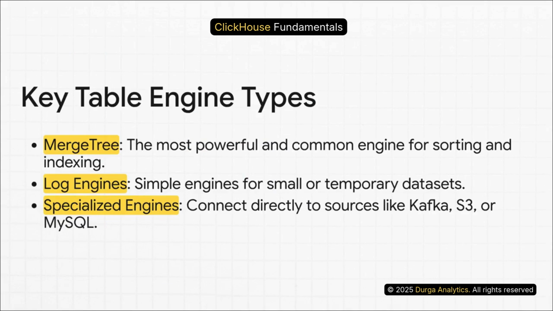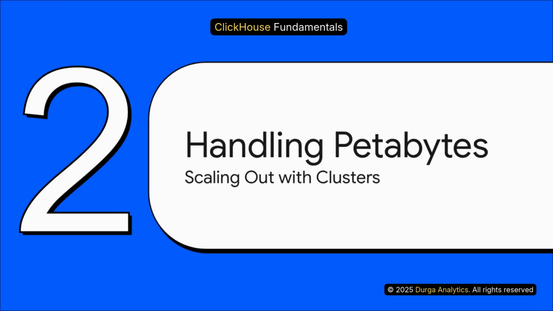One of the coolest things about ClickHouse is that it's not a one-size-fits-all system. It has what's called a pluggable architecture, which means you can use different storage engines for different jobs. The big one, the one you'll use 99% of the time for serious analytics, is the MergeTree family. It's an absolute beast when it comes to indexing and sorting, but you've also got simpler log engines, maybe for temporary data, and even specialized engines that can talk directly to things like Kafka or S3. Super flexible.